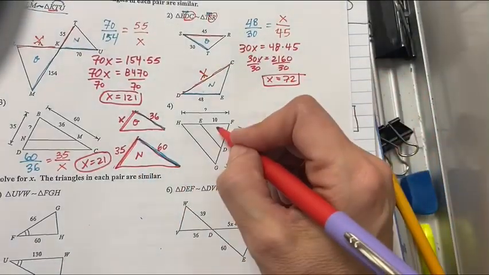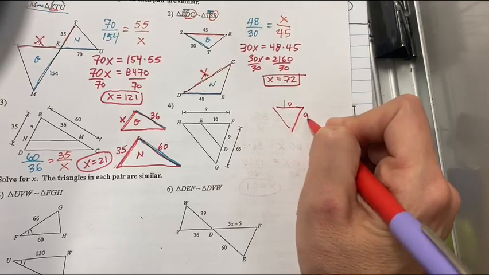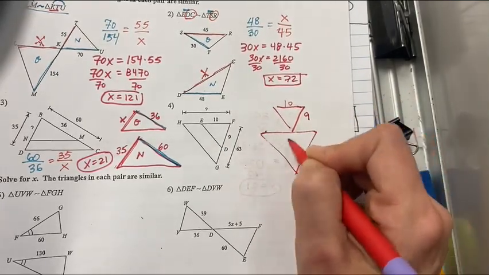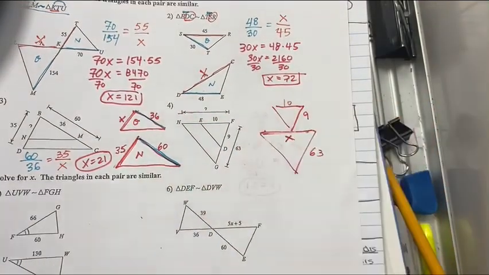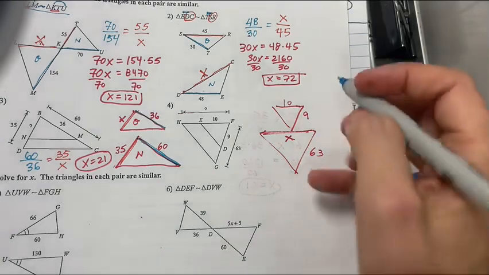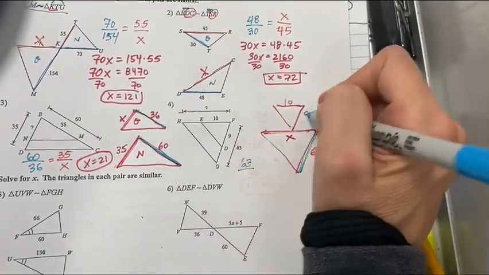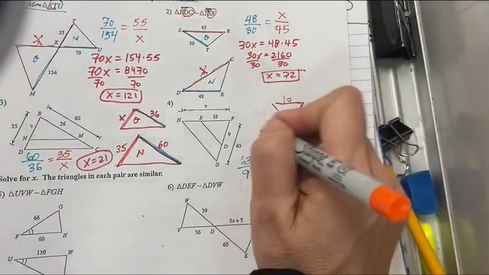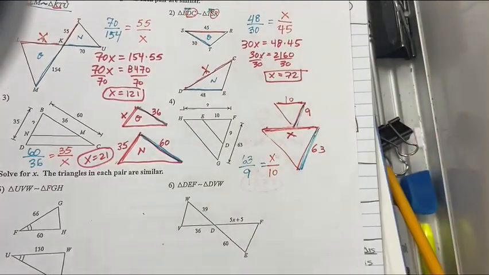Next one, I'll do the same thing. I'll call this old one 10 and 9, and it looks like they blew it up, and that's 63 and x. So we're looking for this top distance. So setting up: the new side length is 63 over the old side length 9. The new top is x over the old, which is 10.